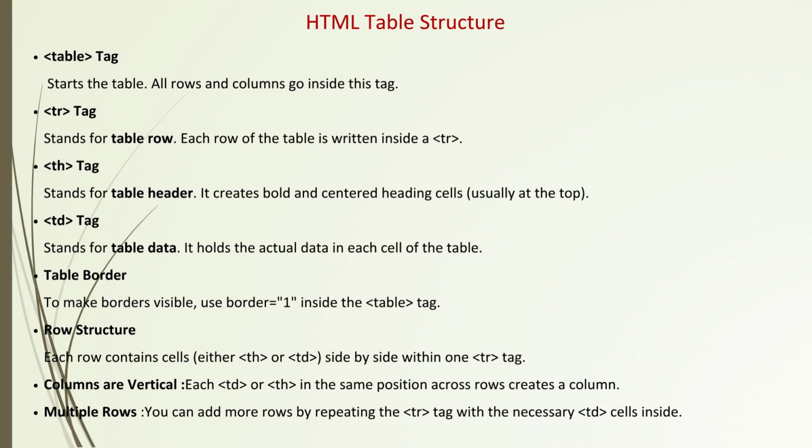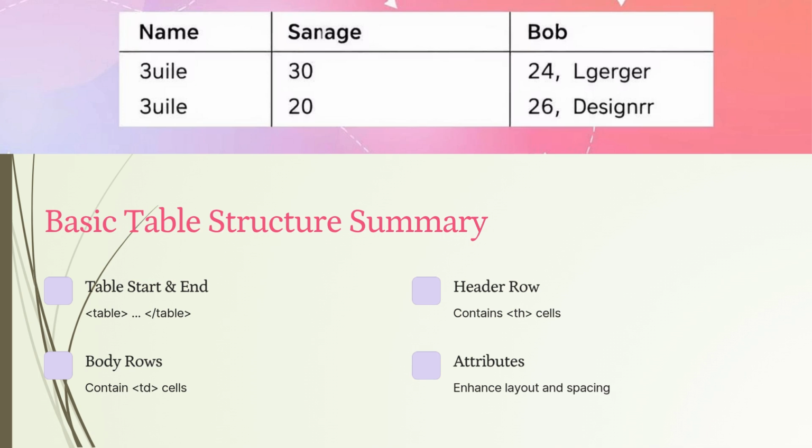Table border. To make borders visible, use border equals 1 inside the table tag. Row structure. Each row contains cells side by side within one tr tag. Columns are vertical. Each td in the same position across rows creates a column. Multiple rows. You can add more rows by repeating the tr tag with the necessary td cells inside.